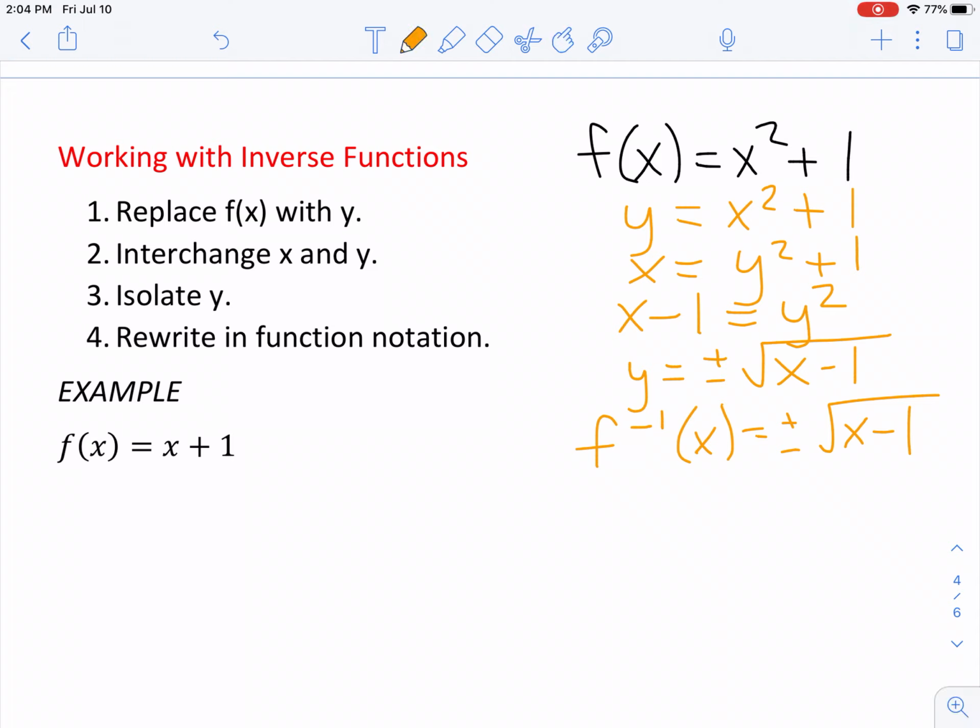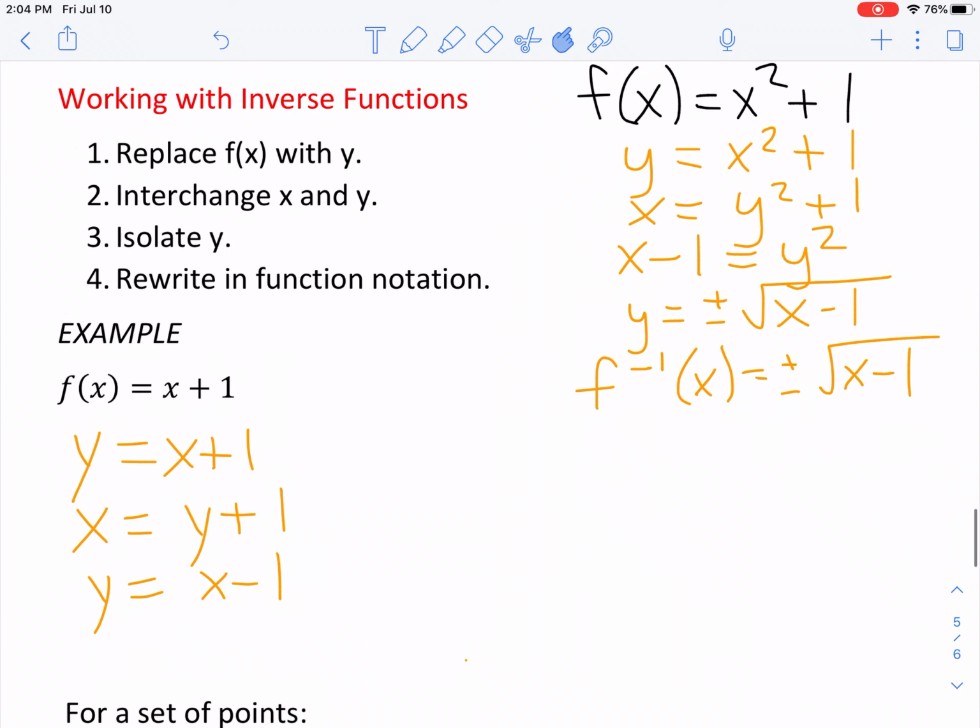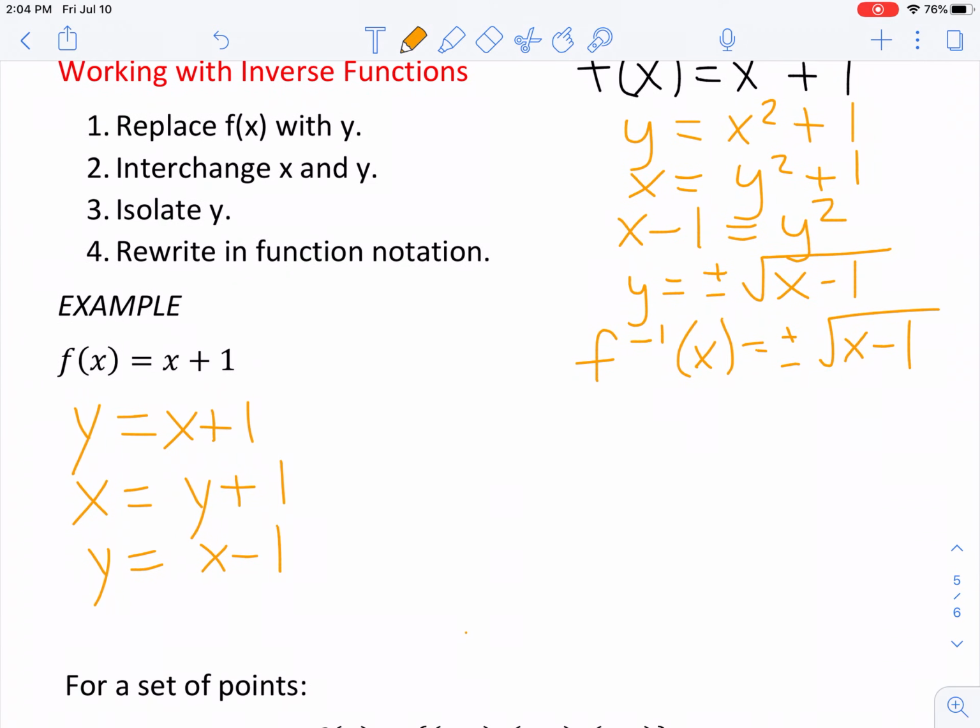The simpler example we're going to look at is just for a line. So if we have f of x equals x plus 1, we're going to say y equals x plus 1. Solve for y, interchange x and y. So x equals y plus 1. Solve for y, so y equals x minus 1, which hopefully isn't too surprising because the opposite or inverse operation of adding 1 is subtracting 1, and put it back into function notation.